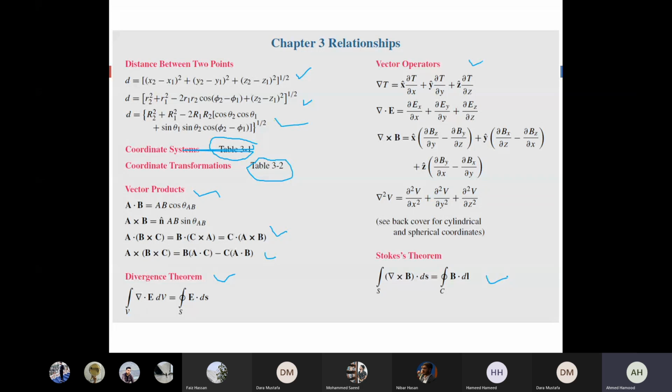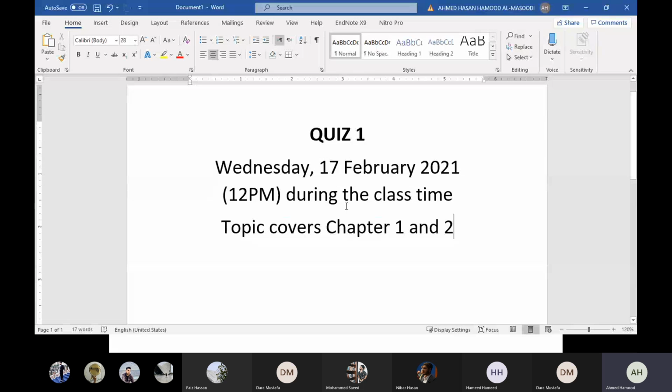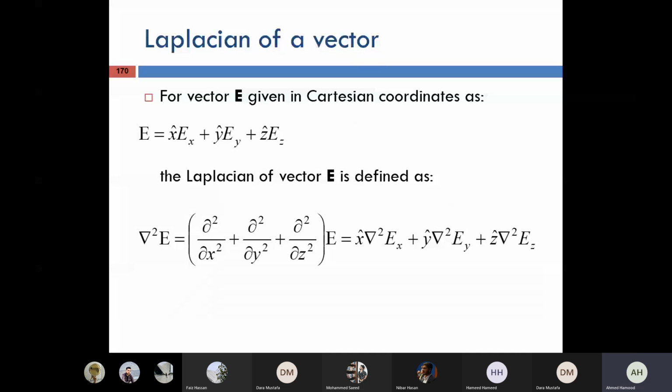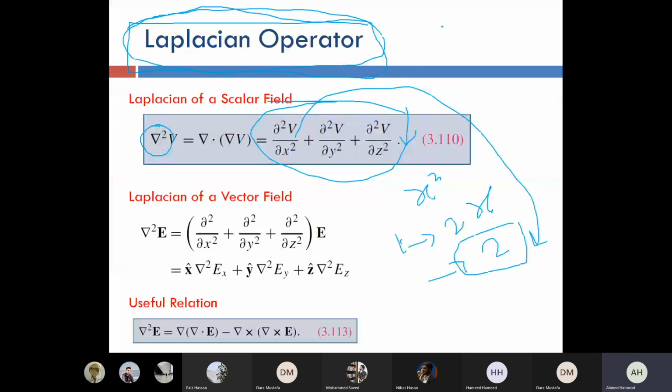So the quiz will be next week, I think on 17 February. The last point, which is the Laplacian of vectors, won't be included. Everything is included, guys, except this one. This point is not included here. The rest, everything is included in your quiz.